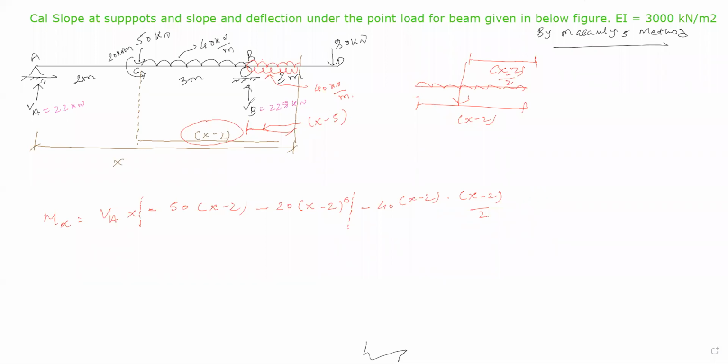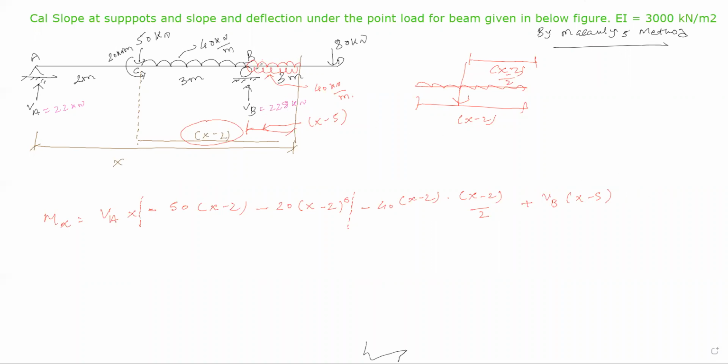Next is the VB force. Let me consider the moment of the VB force. The direction is clockwise, so plus VB into (x minus 5). VB into (x minus 5), that is a clockwise moment. From point B to the section, that distance is x minus 5.